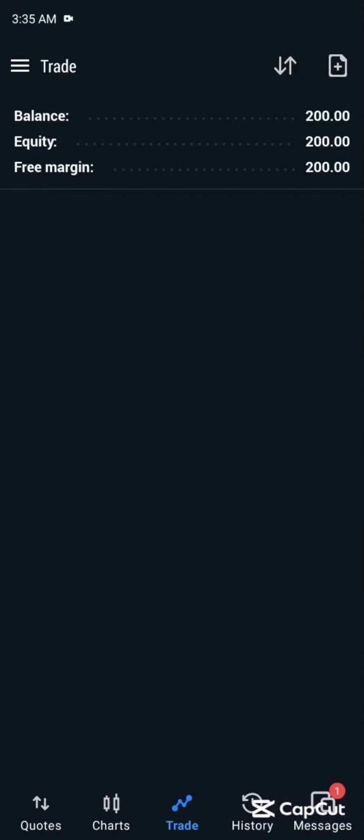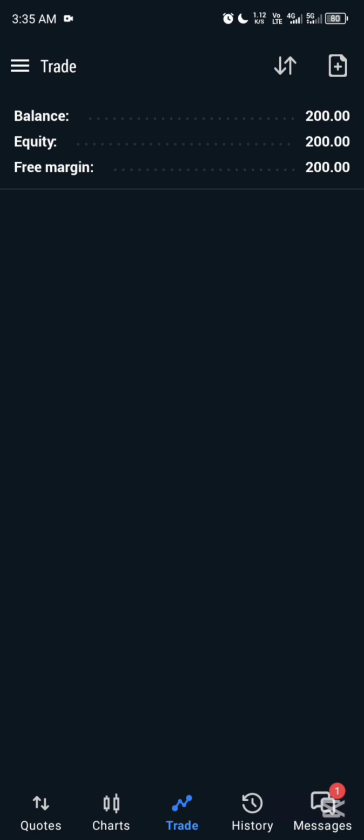How to take partial profits on MT5. Before you can take partial profit on MT5, the first thing that needs to be present is an open position. So as we can see here, there is no open position, so we can't take partial profit. Hence, we need to have an open position.